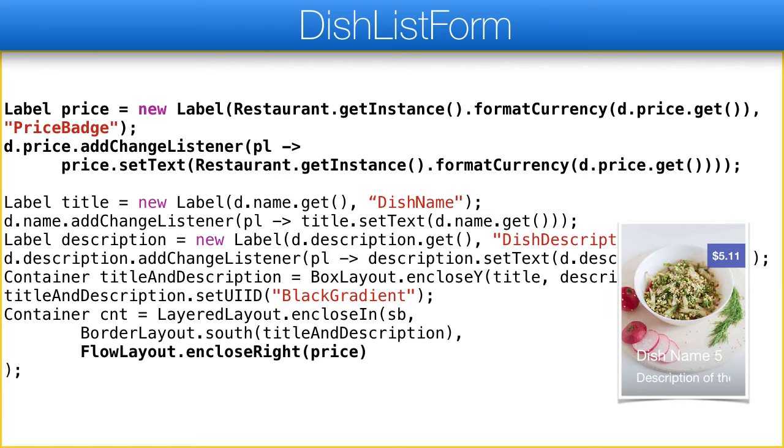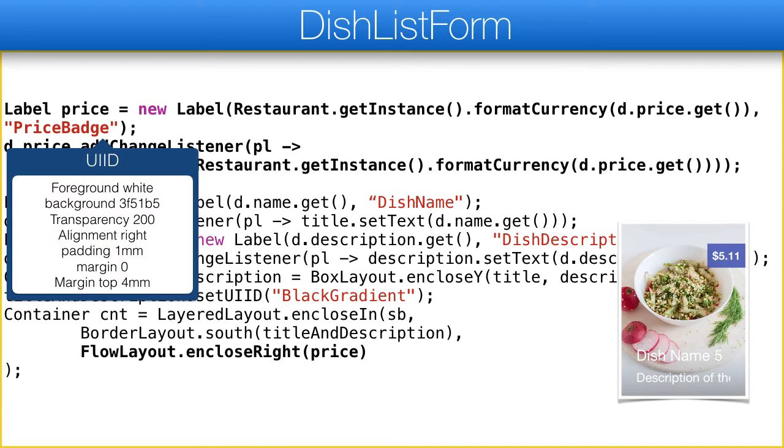If we'd have used just text alignment, the purple background would have stretched through the entire width of the space. The price badge UIID has most of the settings you would expect for color, alignment, padding, and even a bit of translucency. The thing that pushes it from the top is a 4mm margin on the top side, which places it at just the right place.